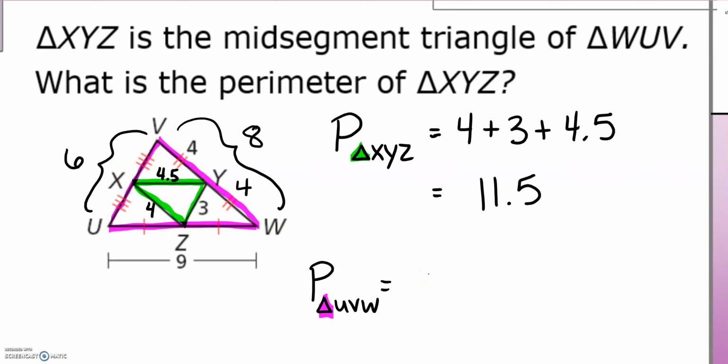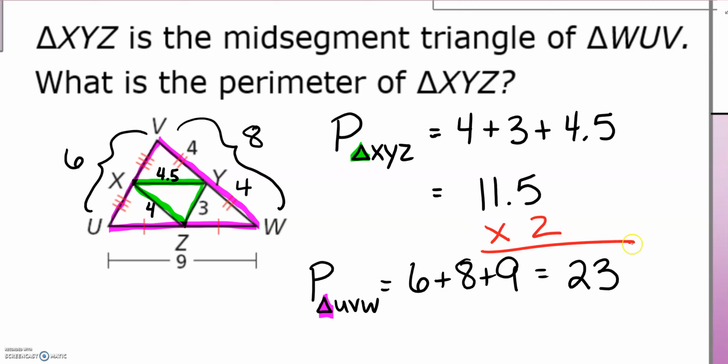Okay, so to find the perimeter of this, I have 6 plus 8 plus 9, which gives me a perimeter of 23. And now what is the relationship between my perimeter of 11.5 and my perimeter of 23? Well, hopefully you notice that if I multiply 11.5 by 2, I get 23, which means my midsegment triangle's perimeter is half the measure of the overall perimeter, or the overall perimeter is double the midsegment perimeter.